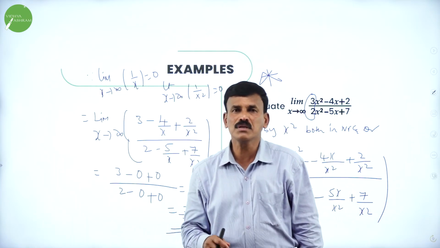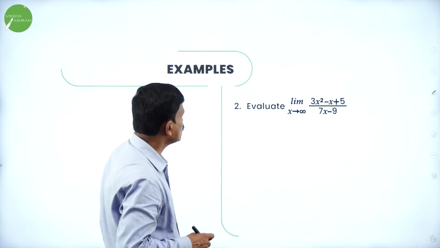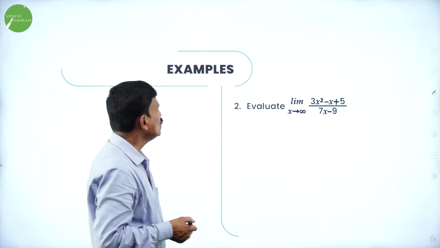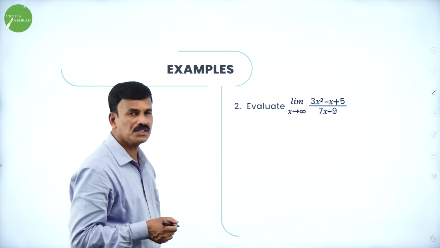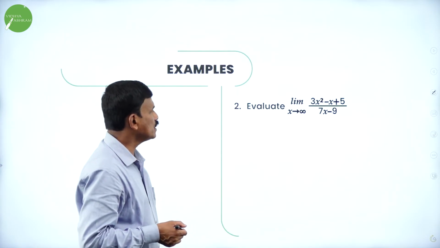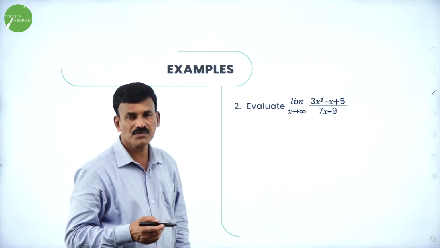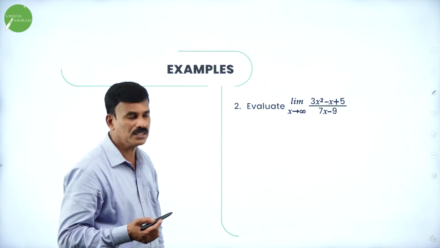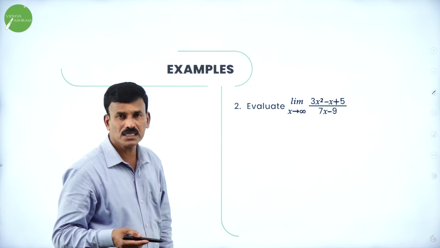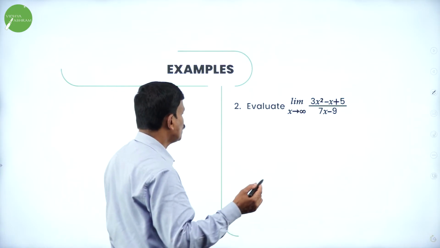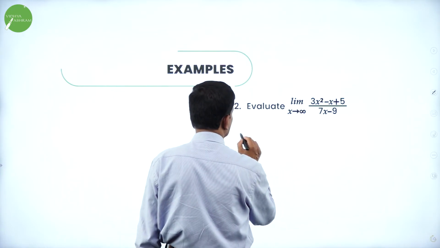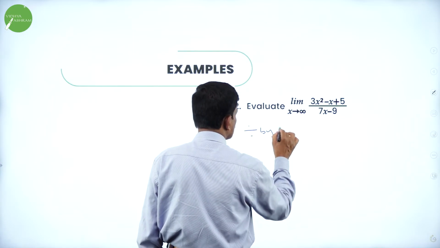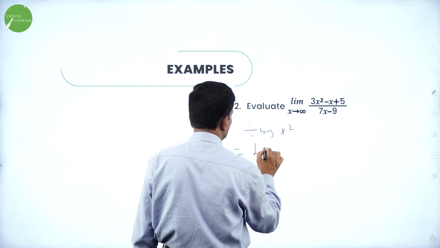Now let us take a similar type of problem. Here the limit x tends to infinity of 3x square minus x plus 5 divided by 7x minus 5. The degree of numerator is 2, degree of denominator is 1. So the numerator degree is greater than the denominator. So straight away you can divide by x square. Now divide by x square both in the numerator and denominator.